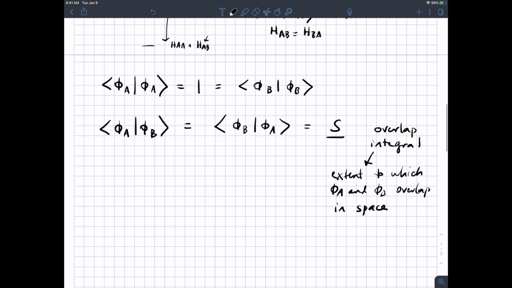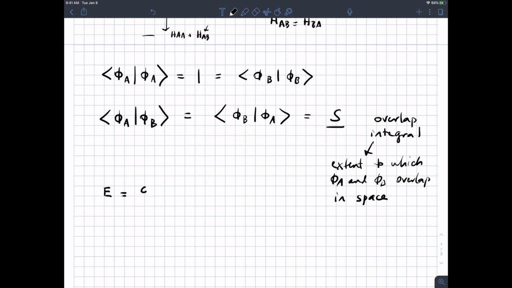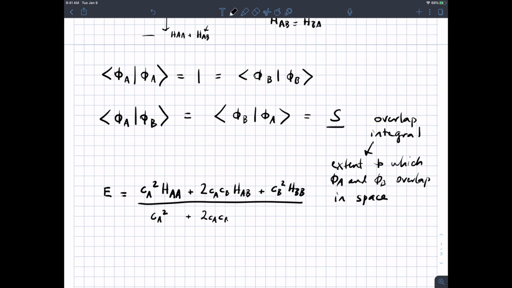So we can actually rewrite our expression for the energy based on all of these things. It's going to be Ca squared times HAA plus 2CaCb times HAB plus CB squared times HBB. And then we're going to divide that by Ca squared times 1. We'll leave the 1 out, plus 2CaCbS plus CB squared.